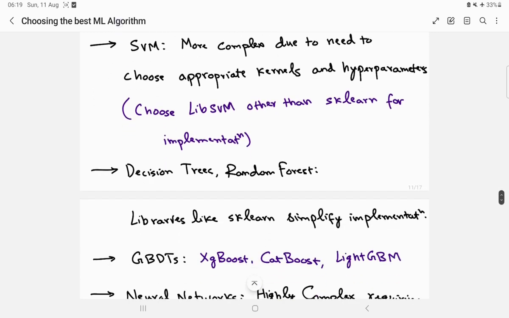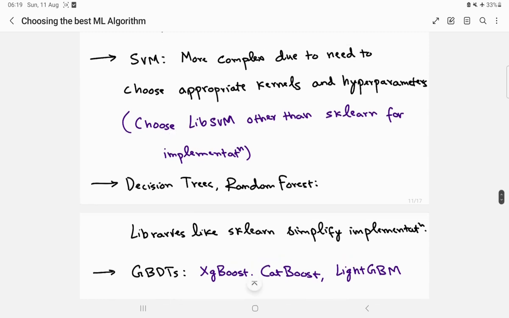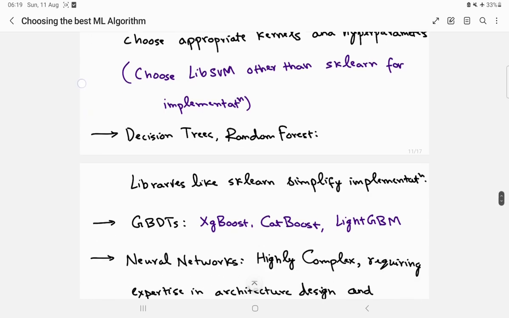When it comes to SVM, the implementation is slightly more complex due to the need to choose the appropriate kernels and the hyperparameters. And the implementation of SVM in sklearn is fairly good, but there is another library called libsvm that we can try out whenever we are looking at SVM, because that has a few more details and slightly better implementation than scikit-learn for SVMs.